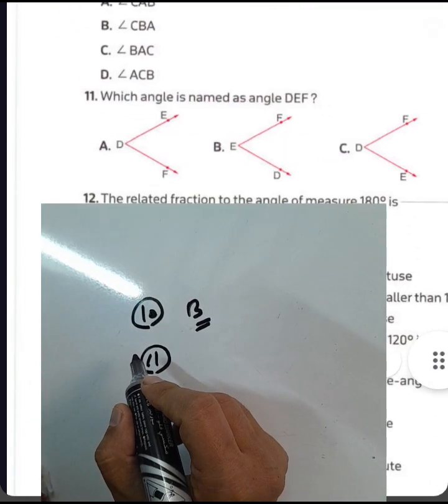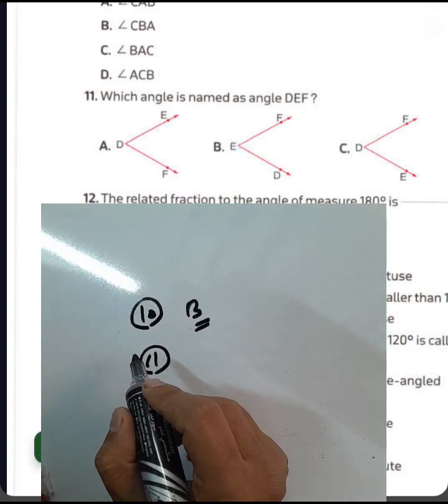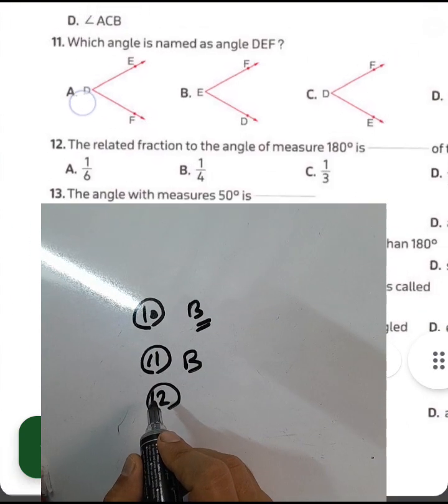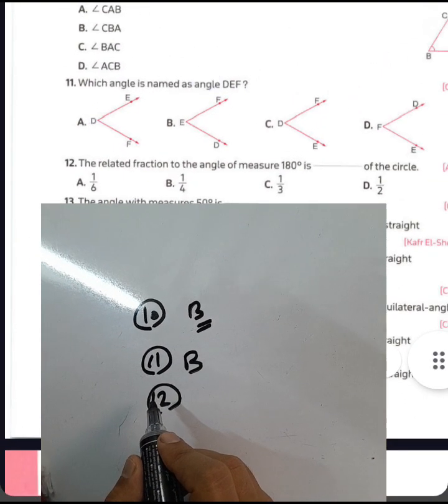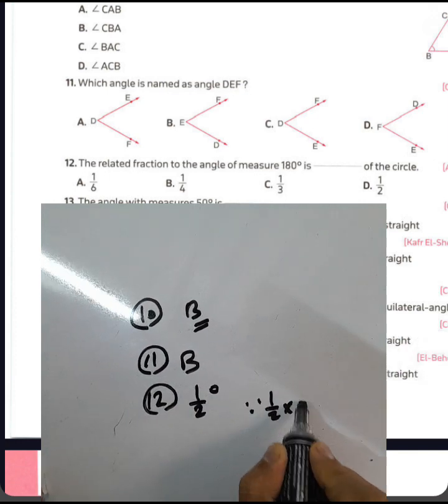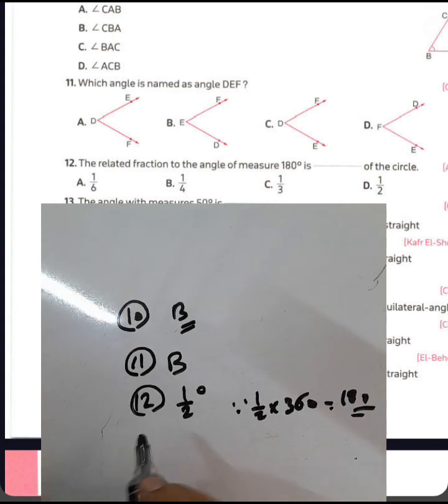Question 11. Which angle is named as angle DEF? DEF, it shows letter B. Question 12. The fraction related to the angle 180 will be half of the circle. Half, because half multiplied by 360 equals 180 degrees. So, half.